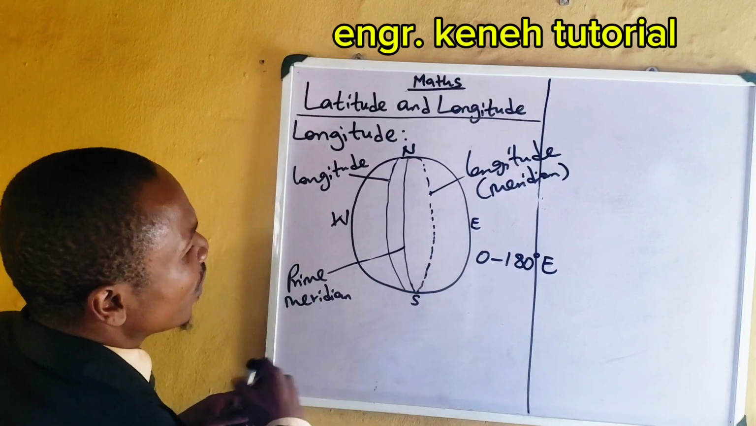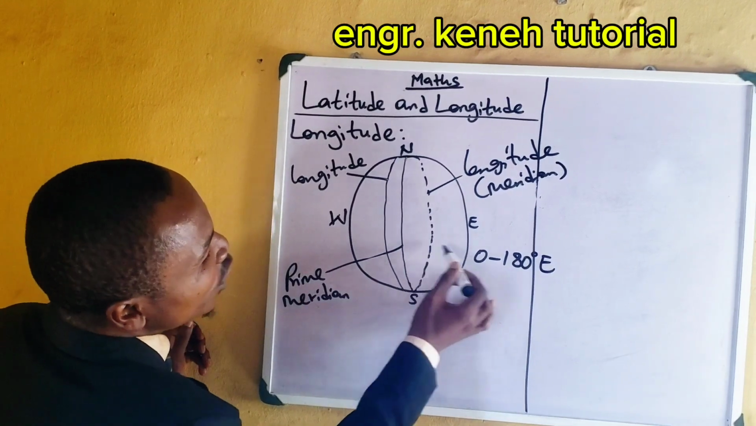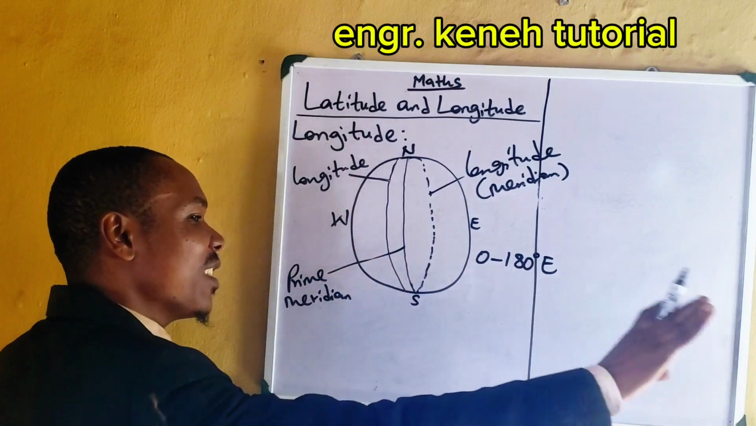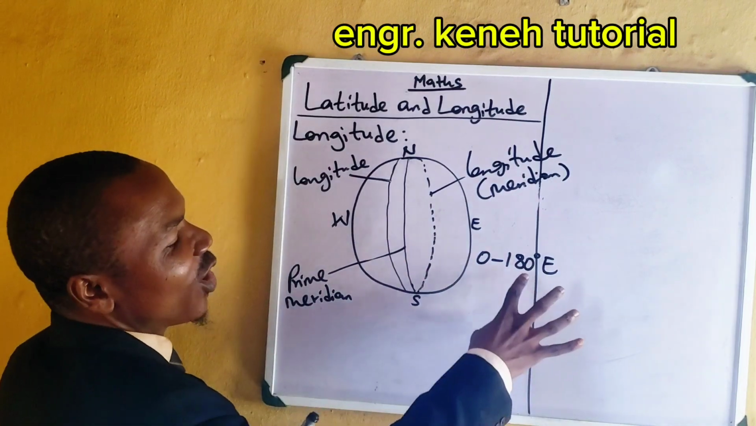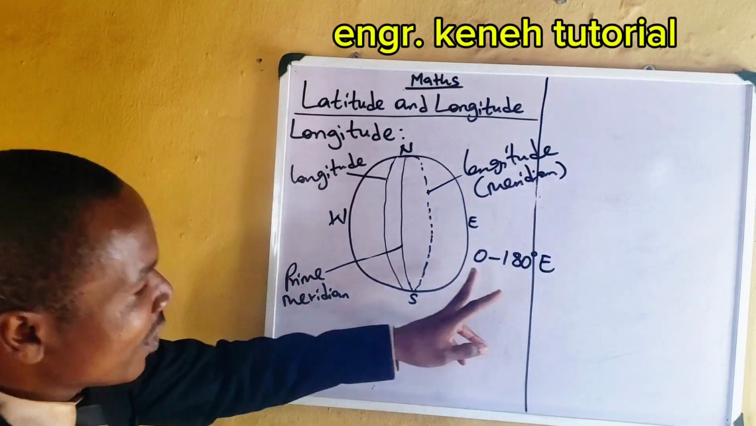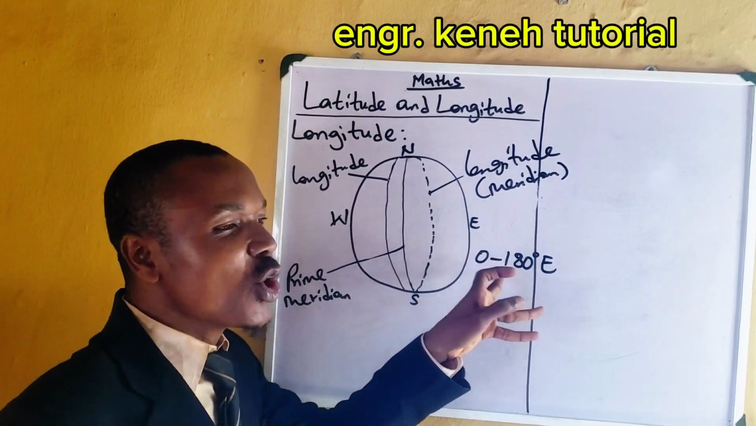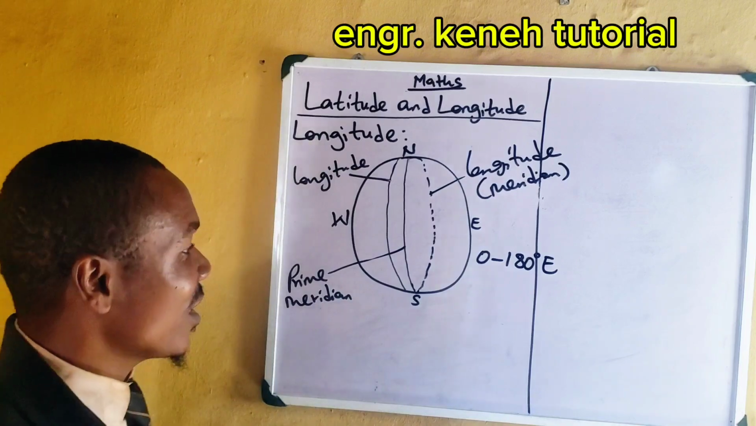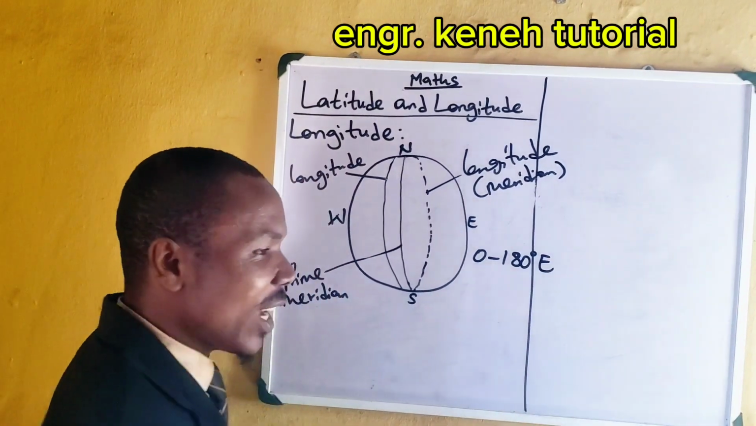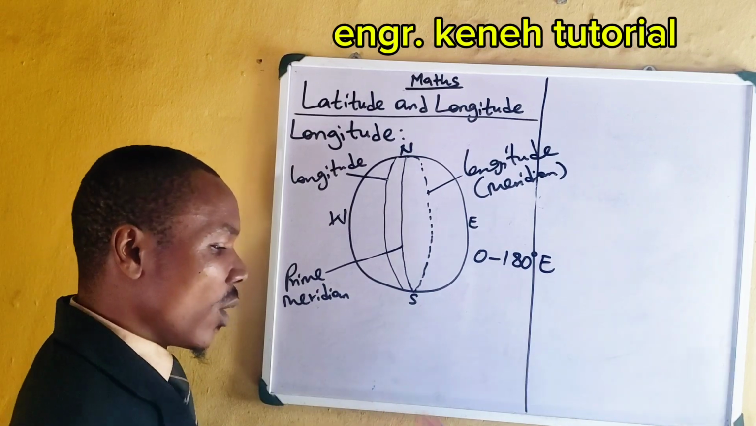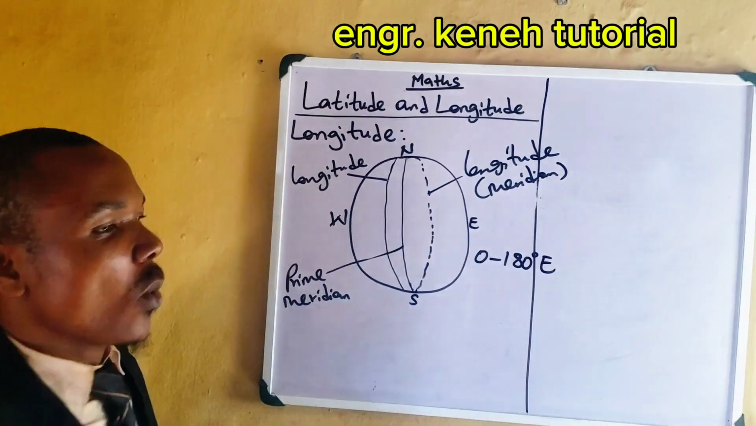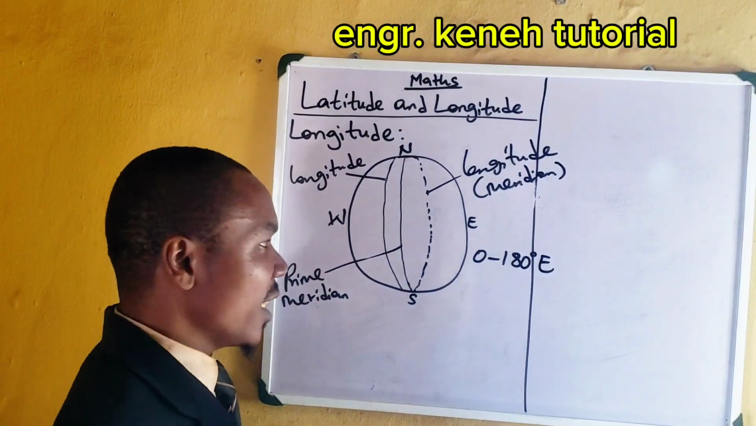Now, if you are moving away from here, going towards the east, from here you have 1, 2, 3, 4, 5. As you are moving like this, it will keep on increasing until it gets to what? 180 degrees. So this does not mean 0 minus 180. It means 0 to 180 degrees. Can you see? So from prime meridian going towards the east, the angle will keep on increasing. 0, 1, 2, 3, 4, 5, 6 until you get to what? Maximum, which is 180 degrees east.